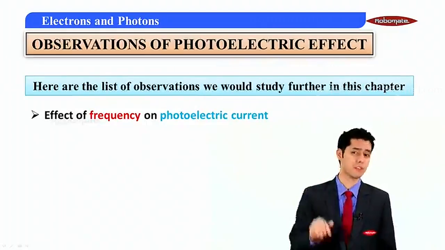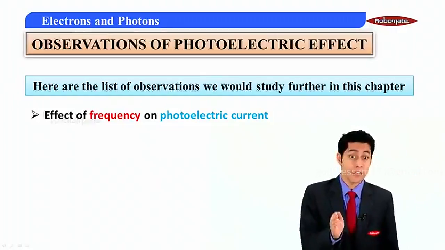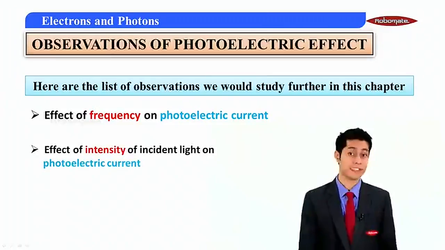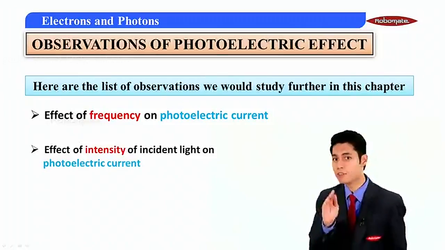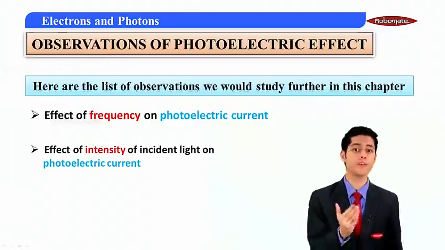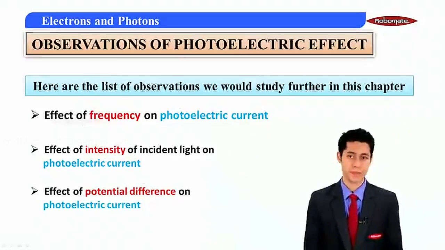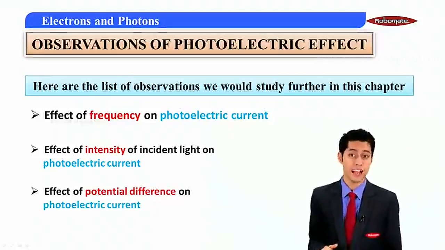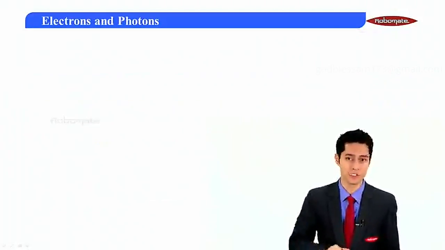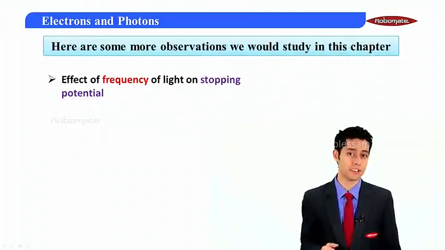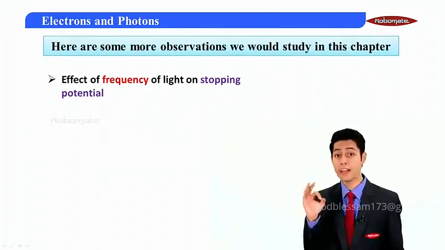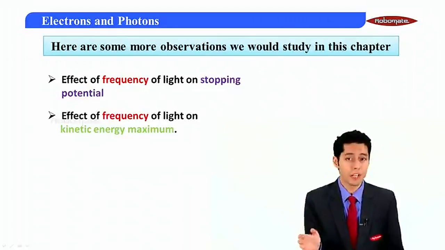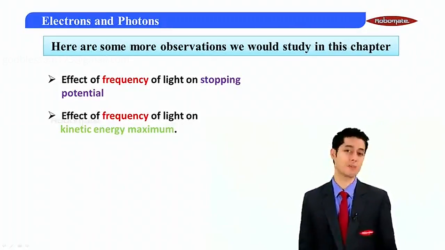The very first observation that we are going to see is the effect of frequency on photoelectric current. The next effect that we are going to see is the effect of intensity on photoelectric current. Once again, we have the effect of potential difference on photoelectric current. And the list does not end over here, students. Here are a few more observations that we are going to study: the effect of frequency on stopping potential and the effect of frequency on maximum kinetic energy.